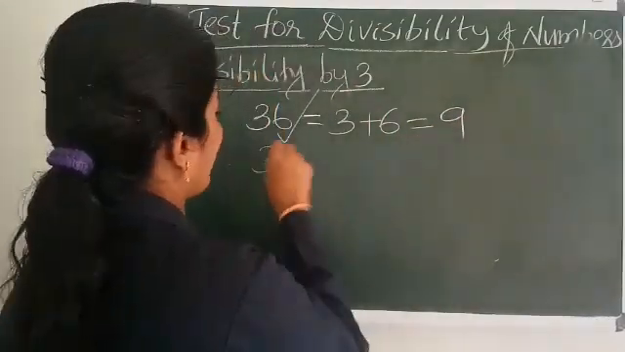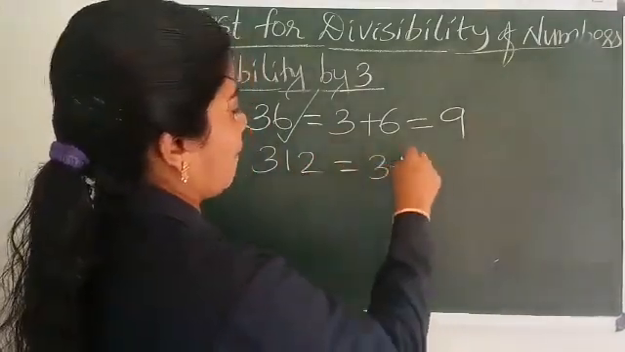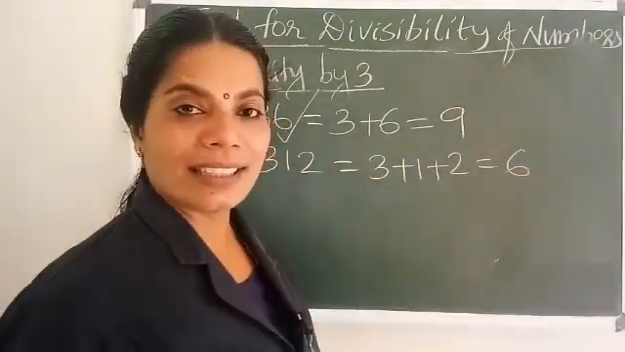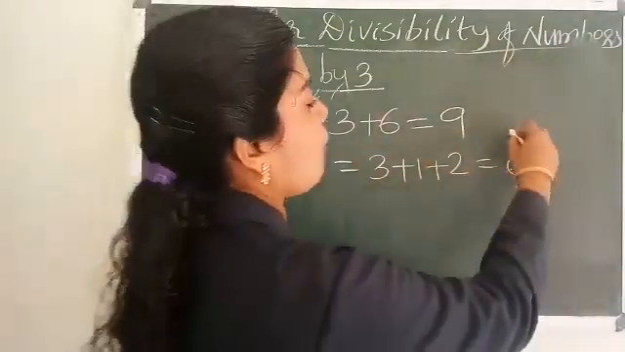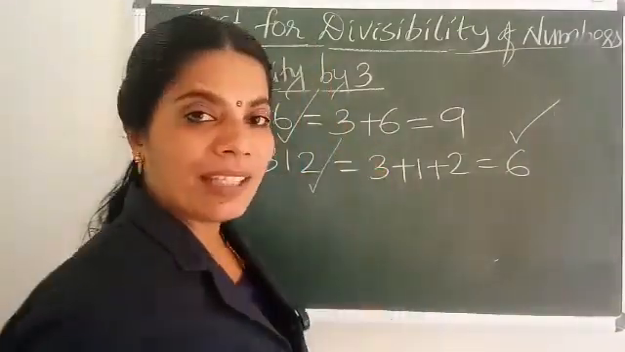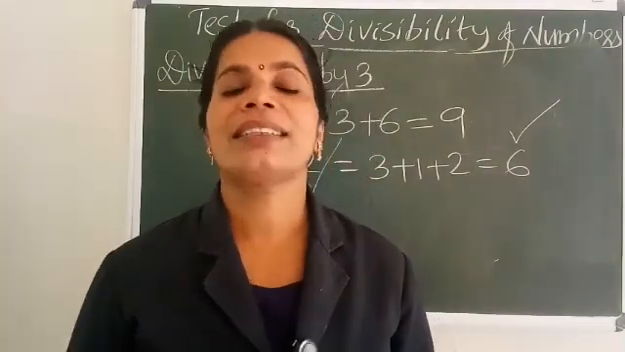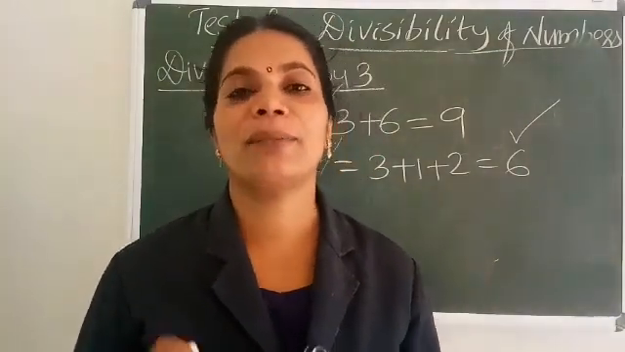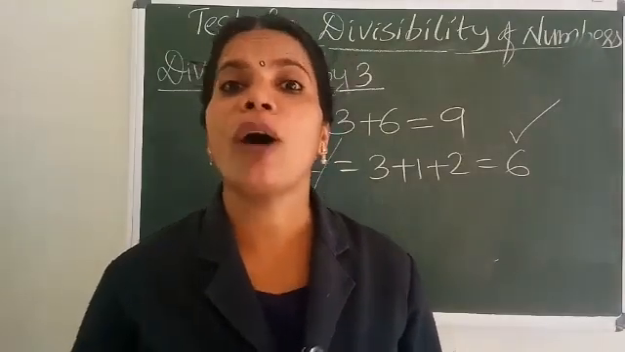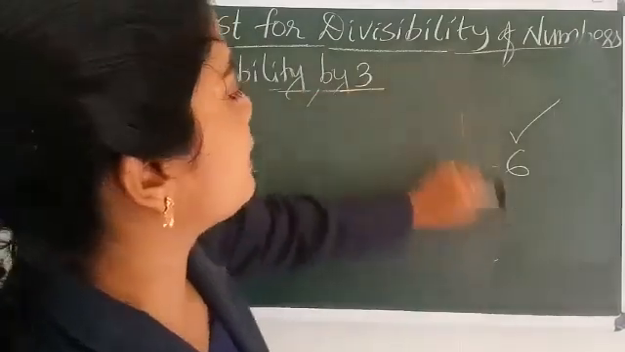Consider another example, 312. Sum of the digits: 3 plus 1 plus 2. What is that? 4 plus 2, 6. 6 is a multiple of 3. Therefore, 312 is divisible by 3. That is, if a number is divisible by 3, the sum of the digits is a multiple of 3. Clear? Next, divisibility by 6.